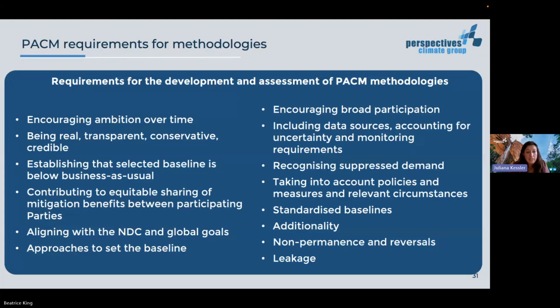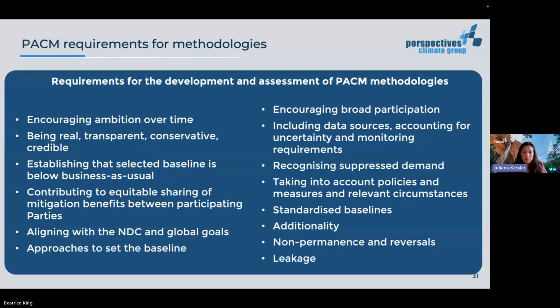Then aligning with the NDC, so the host country's NDC, but also with the overall goals of the Paris Agreement. There are concrete baseline setting approaches that are specified in the 6.4 decision as requirement, and I will come back to those as well.